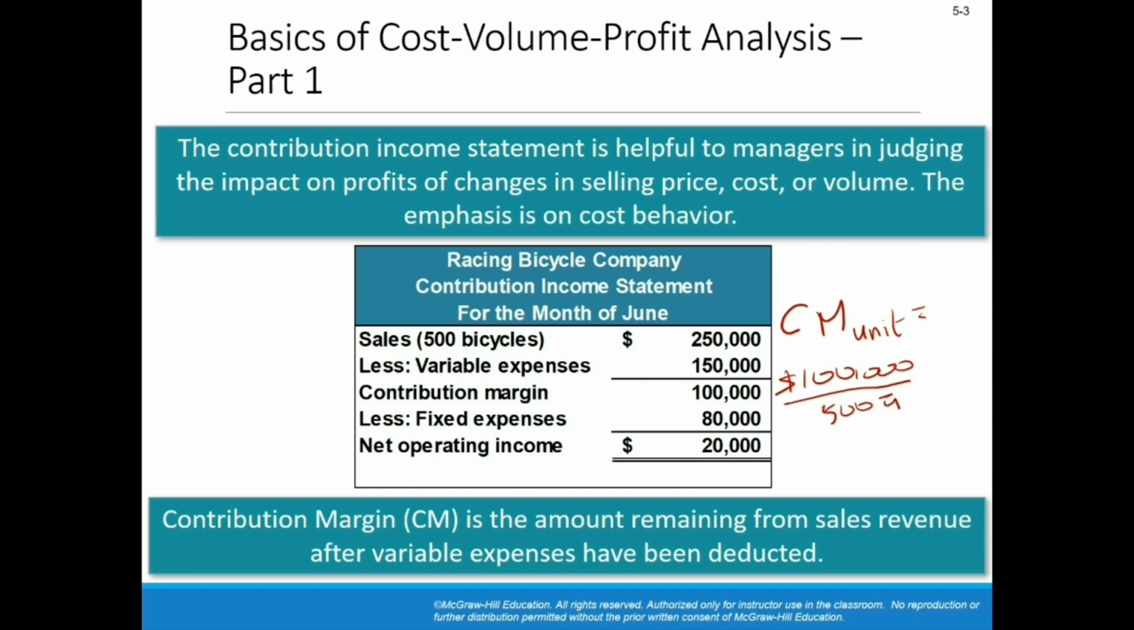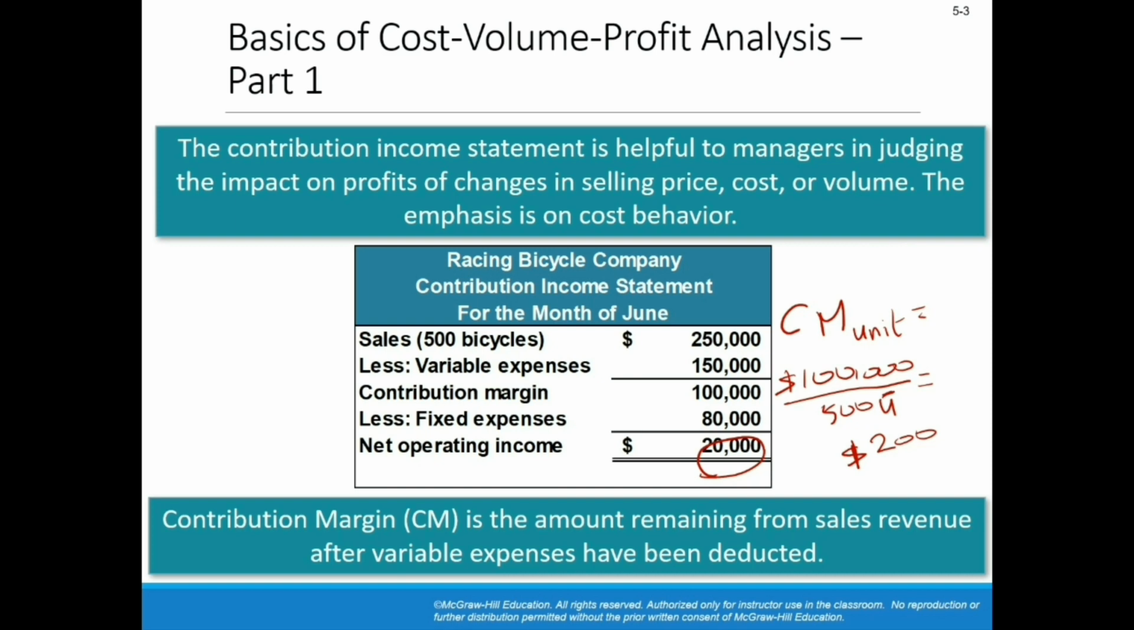You know that I use this U thing to indicate the number of units, and this is equal to $200 contribution margin per one bike being sold, less fixed expenses. This will get us $20,000 in net operating income.